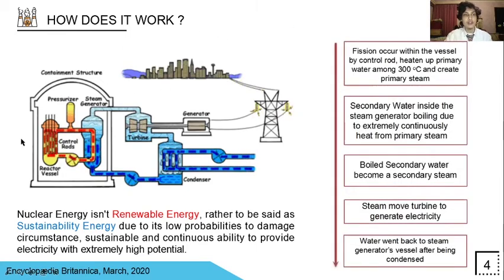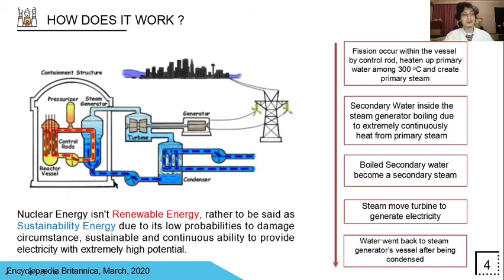We have two colors here. The first one is orange, which represents the primary water or steam, and the other represents the secondary inside this blue tube. First, fission occurs within the vessel by control rod, heating up the primary water to around 300 Celsius and creating primary steam. The secondary water inside the steam generator boils due to the continuous heat from the primary steam. After that, the boiled secondary water becomes secondary steam, and the steam moves the turbine to generate electricity. Then the water goes back to the steam generator's vessel after being condensed in the condenser.